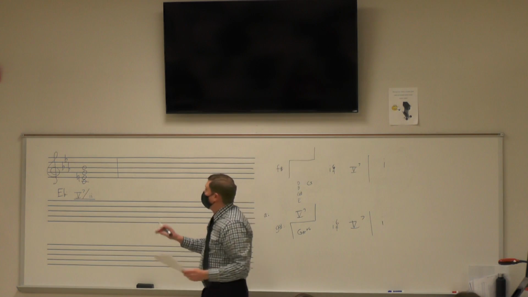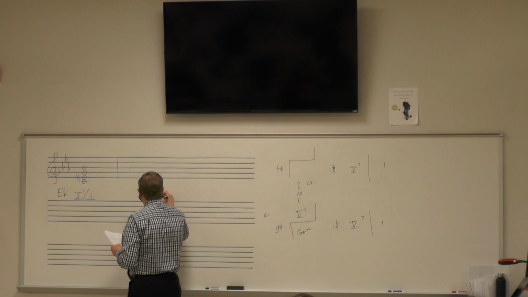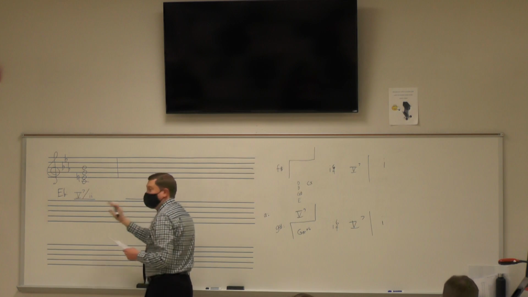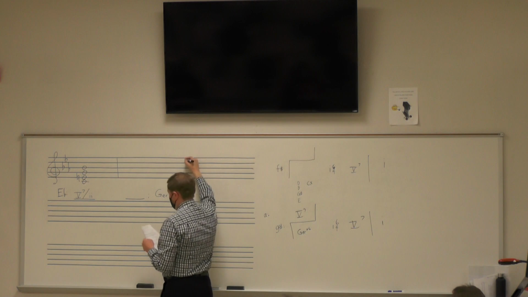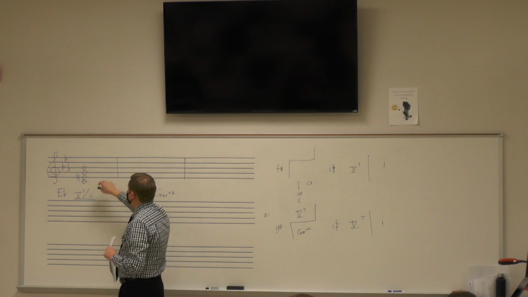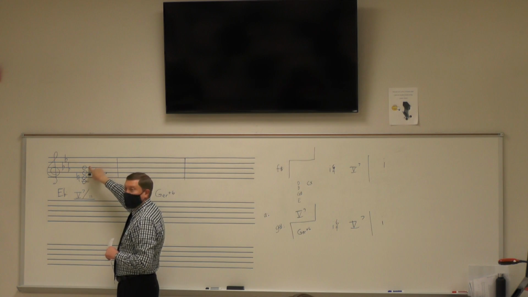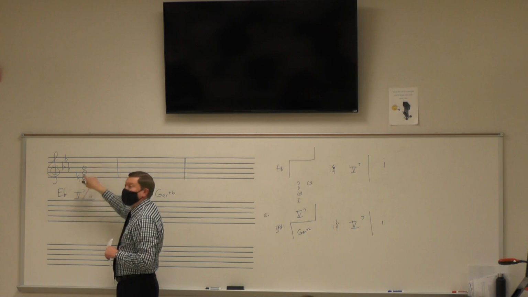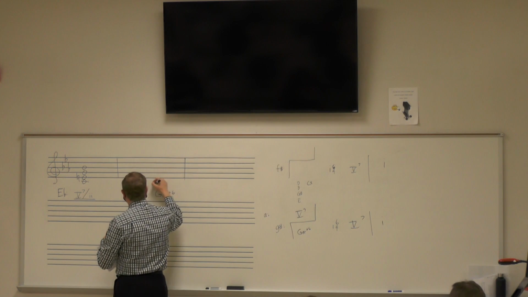Now, I need to respell the 5/7 as a German 6. And when I do that, it'll be a German 6 in a completely different key than E flat major. Okay, so the best way to do that is to just take the 7th of the 5/7 chord, the top note here, and respell that pitch enharmonically, leaving all the other pitches the same.